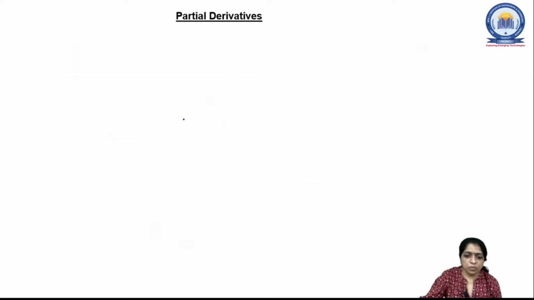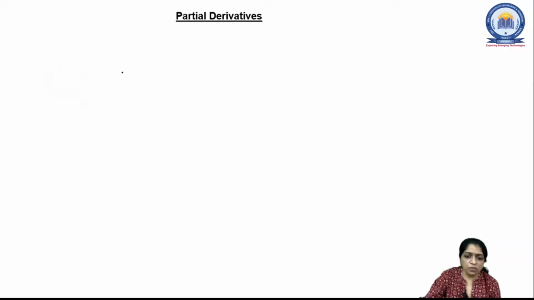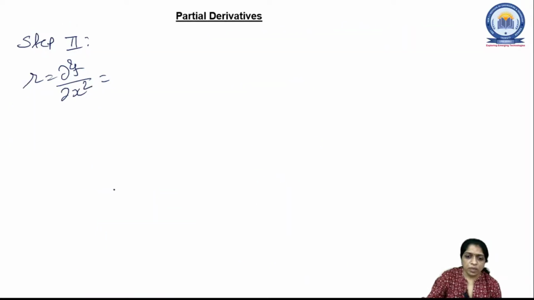Now for step 2. As per the rule, here r is del square f by del x square. So the second derivative of f with respect to x. Here this one is the first derivative, del f by del x is 2x plus 6. Now the second derivative, that is the derivative of 2x plus 6, is 2. So here del square f by del x square is 2.